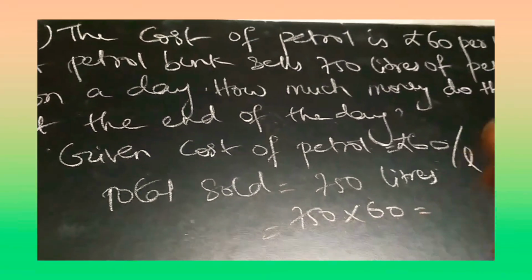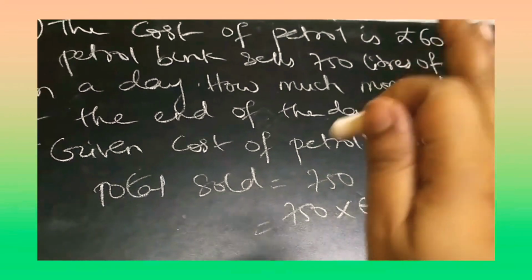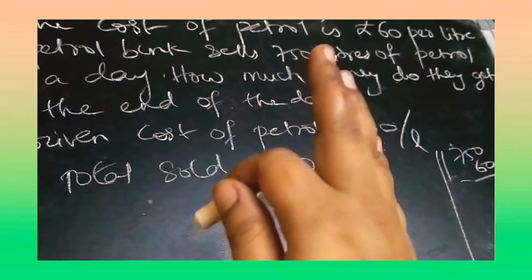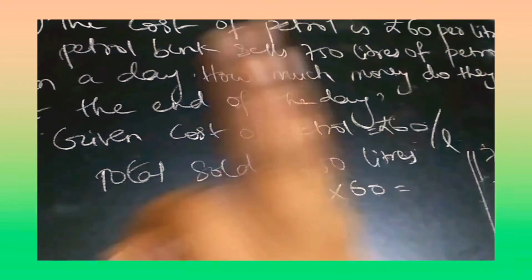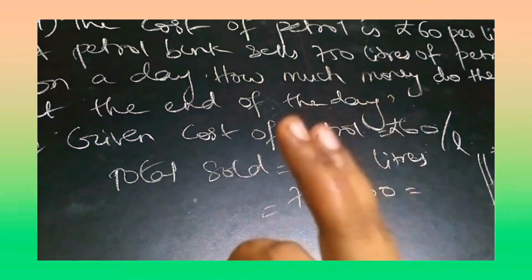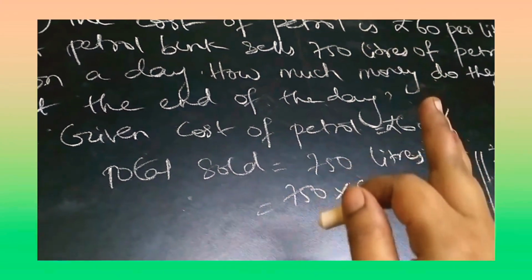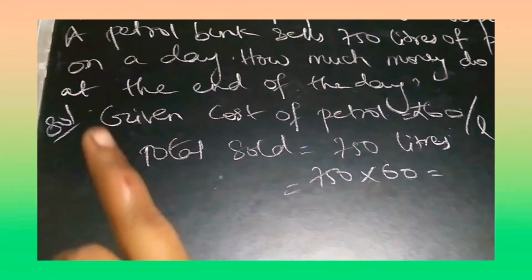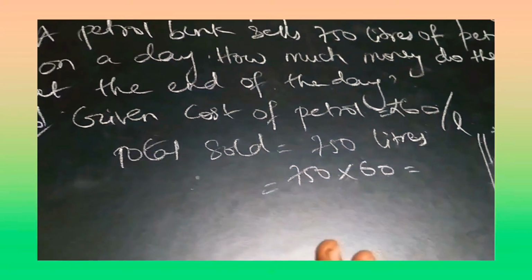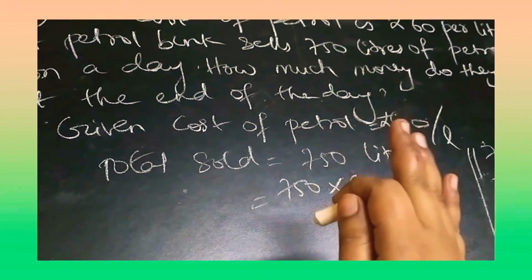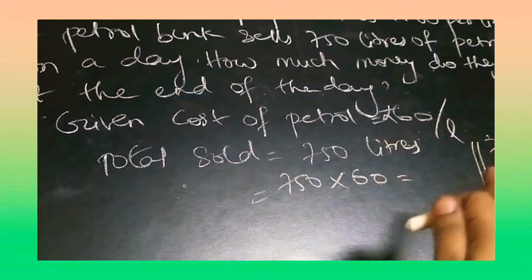Ninth one: the cost of petrol is rupees 60 per liter. A petrol bunk sells 750 liters of petrol a day. On a day, how much petrol did the bunk sell? It is 750 liters. How much money do they get at the end of the day? What is given here? The cost of petrol is rupees 60 per liter.